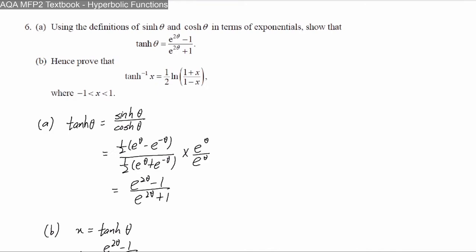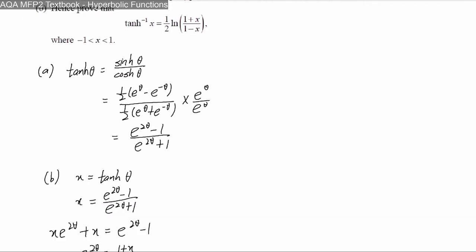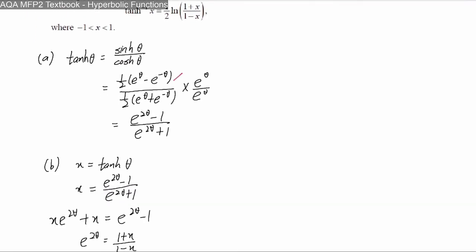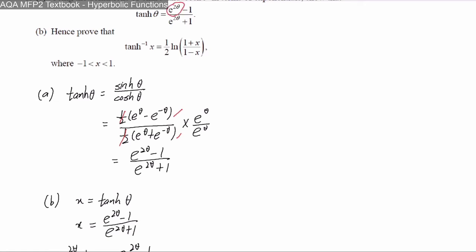Show that tangent theta is given by this expression. So basically, again, by using the definition, you can see here this is the sine theta and the cos theta definition. Of course we know that the half can cancel off. And how do you actually get the expression that we have, which has e power 2 theta? This can be easily done by multiplying both numerator and denominator by e power theta. Okay, so with this we can actually prove what we want to show.